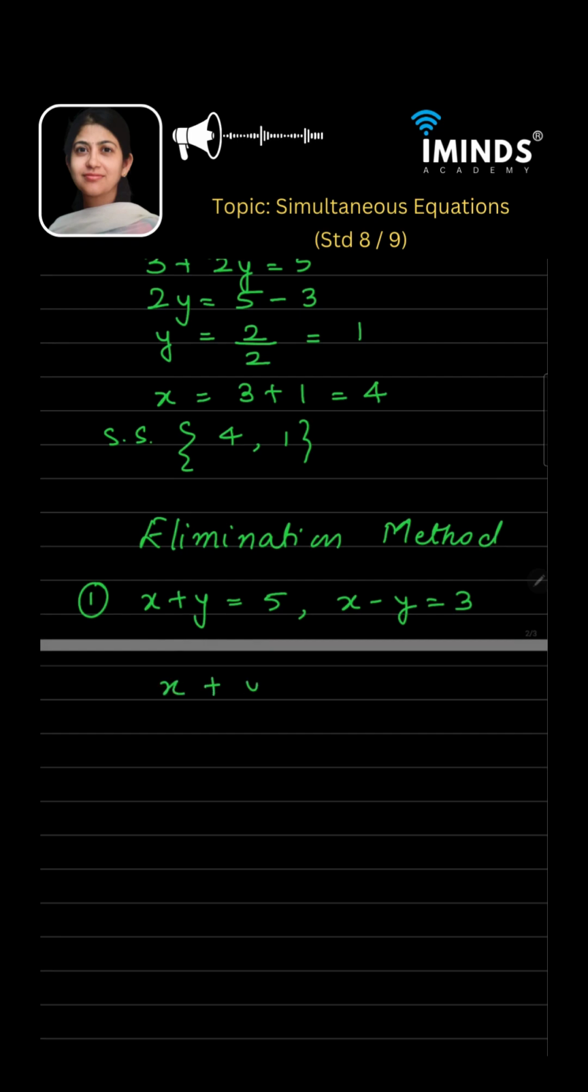So x plus y is equal to 5 and x minus y is equal to 3. Now I have decided that I want to eliminate y. So what I will do first, I will write both the equations one below the other. Then I will draw a line like this.